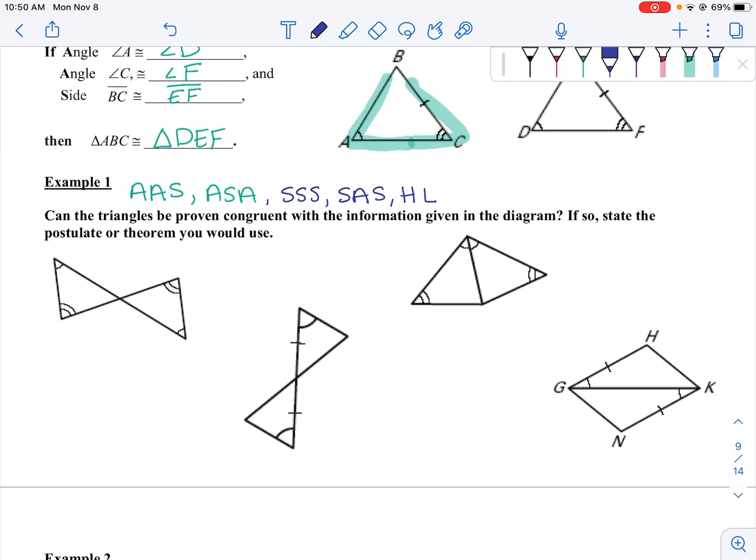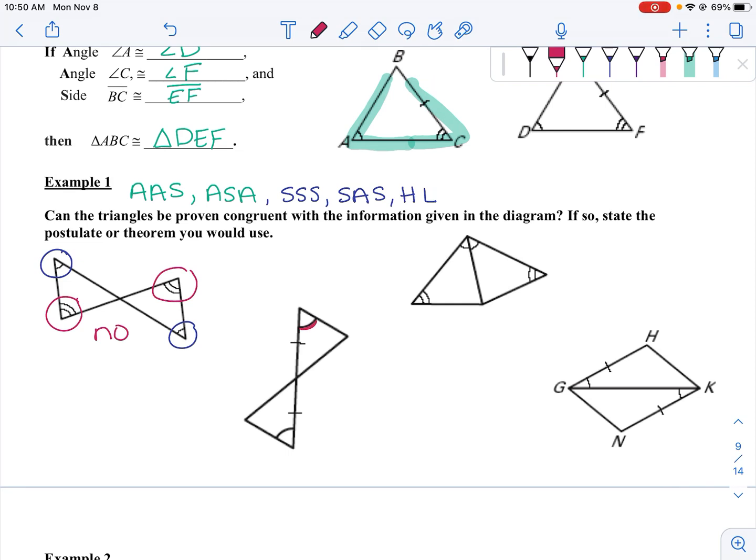All right, so if I look at this first picture, I've got an angle and an angle. I've got an angle and an angle. So I have to determine, do I have a side? I don't see any tick marks on my picture, so no, I cannot prove these congruent. Every one of our theorems or postulates has at least one side where I know something about it. All right, moving to the next one.